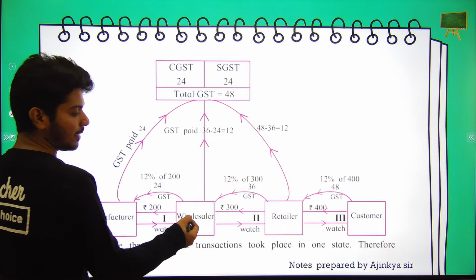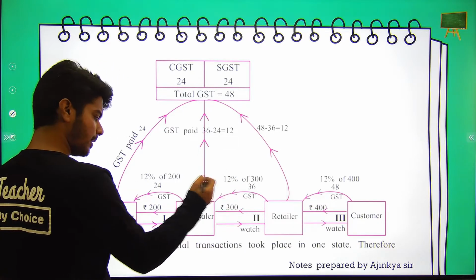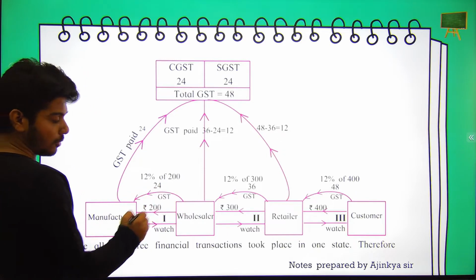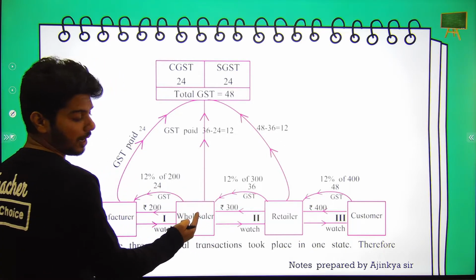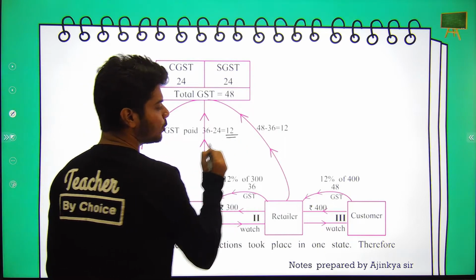Okay, so from the retailer he has collected rupees 36, out of which he has already paid a tax of 24. So the amount he will pay will be 36 minus 24, which is exactly 12 rupees.